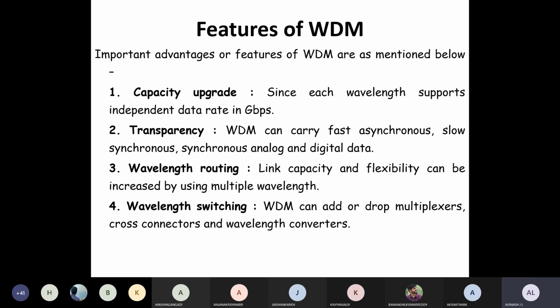Suppose suddenly you don't want any particular signal. At that time you can drop any one. Let us consider I don't want lambda 3. Lambda 3 can be dropped, even at the receiving side. If you don't want to transmit that signal, you can also drop it. That adding or dropping of signals is also available with WDM. That is exactly the feature.